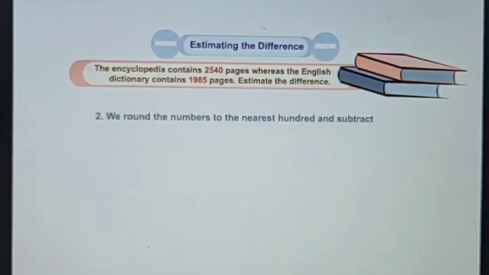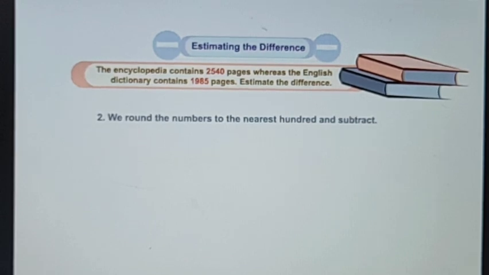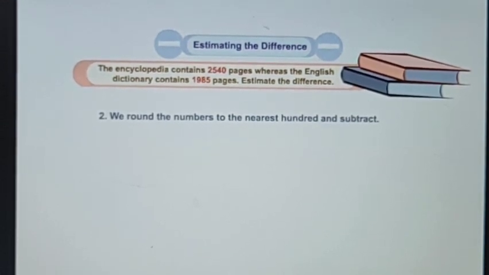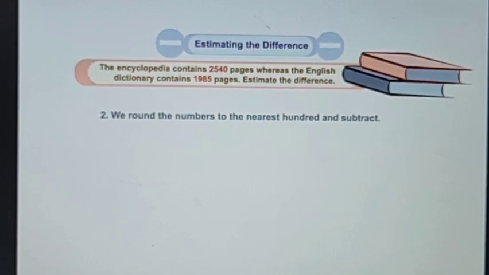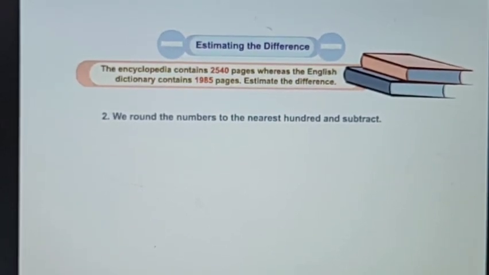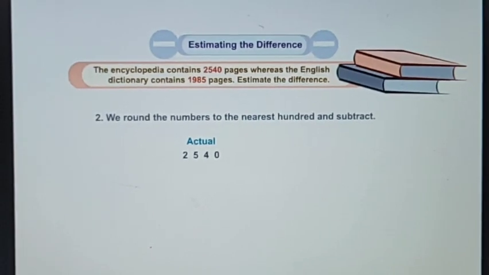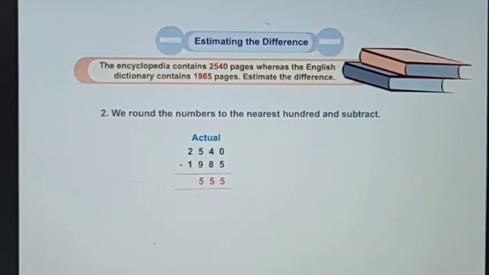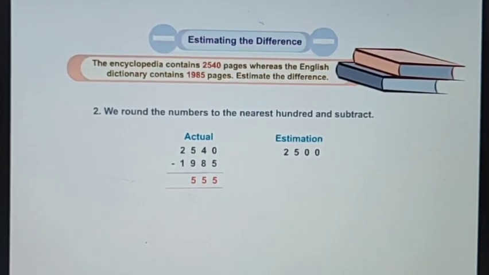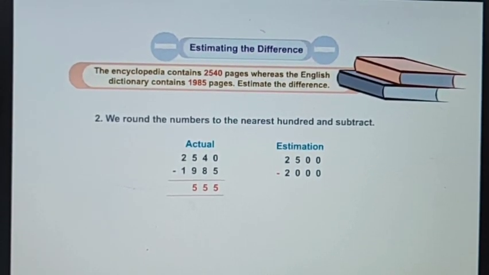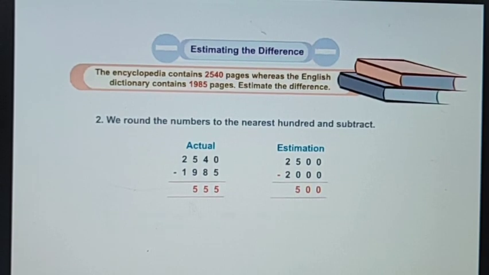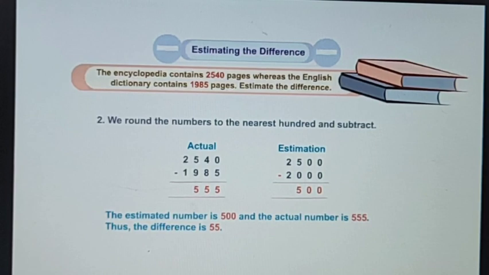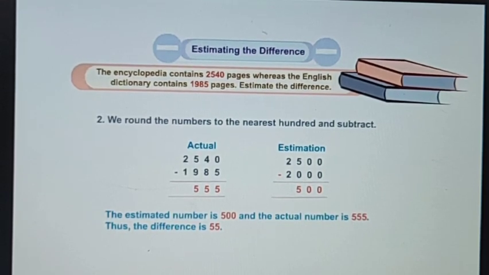Sometimes we round the numbers to the nearest 100 and subtract. If sweets have to be bought for all the residents in a colony, for example, we would round to the nearest 100. Actual, 2,540 minus 1,985 gives 555. Estimation, 2,500 minus 2,000 gives 500. The estimated number is 500 and the actual number is 555. Thus, the difference is 55.